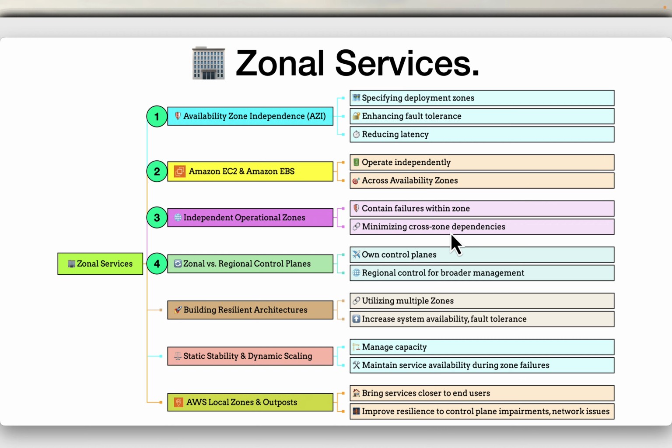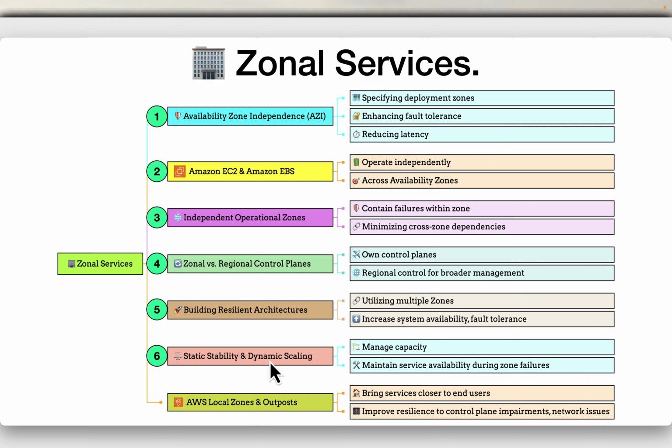Zonal versus regional control planes. Zonal services have their own control planes, with AWS offering regional control planes for broader management. Building resilient architectures. Utilizing multiple availability zones can significantly increase system availability and fault tolerance.